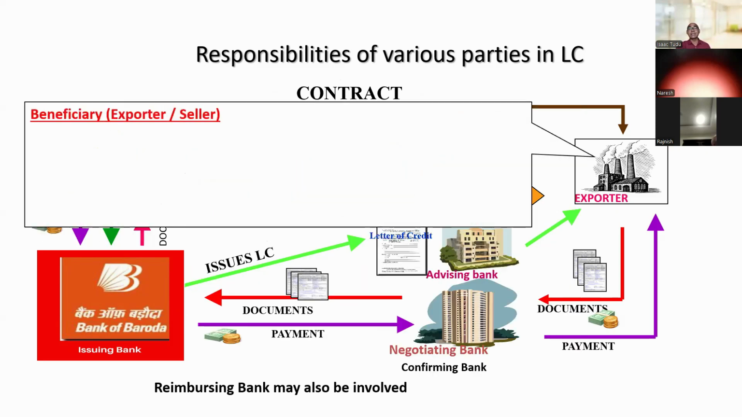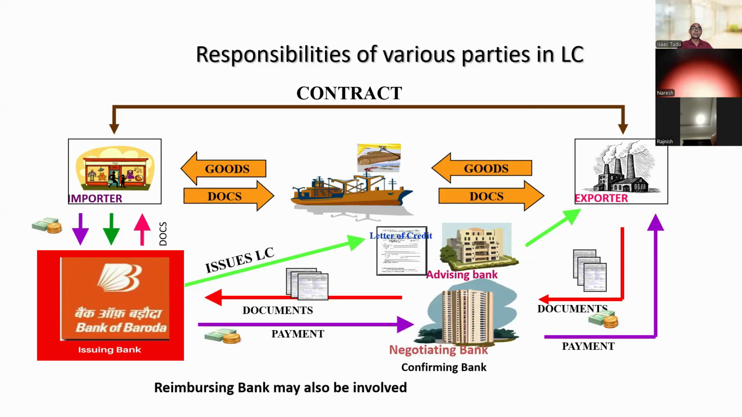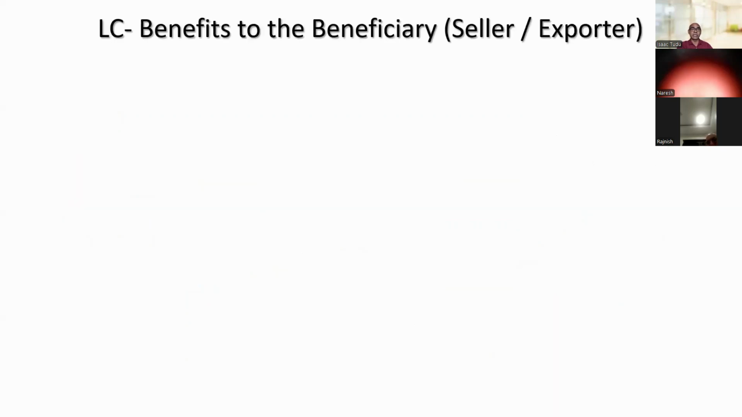Obviously, as an exporter, what is your role? You have received the LC, you have done the shipment. Now you need to get the payment, isn't it? For your shipment, only one thing you need to do: submit the documents as per the LC terms and conditions, to make a compliant presentation to get the payment under the LC, right? So this is the total. We have discussed each and every party of the LC, right?